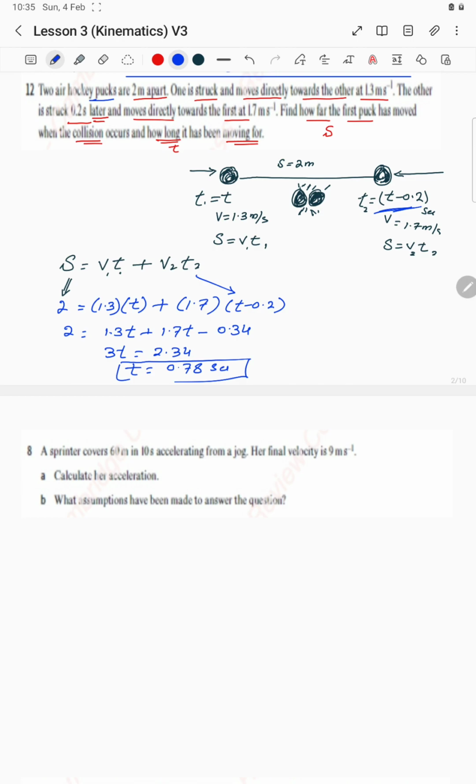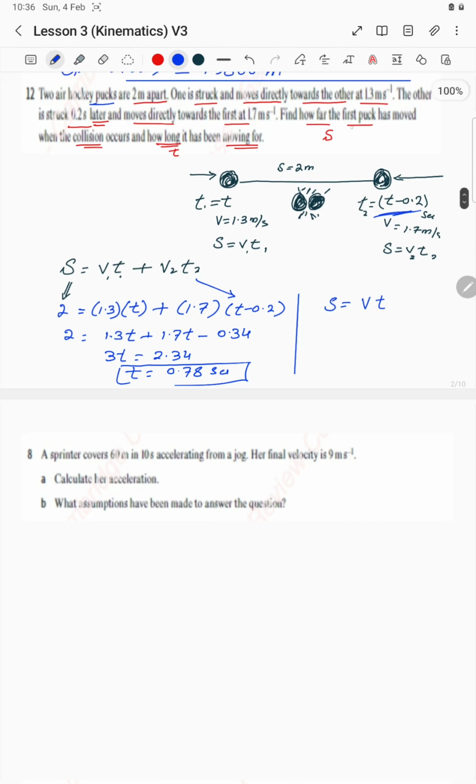This is the time taken for the collision, the puck moving forward, and then only what is left is how far the distance is. So we know S is equal to Vt, the distance for the first puck. So S equals V, the first puck's speed, 1.3, and the time taken was 0.78. So S will be 1.01 meters. This will be the final answer for this question. I hope it is clear as well. Let's go with the next.